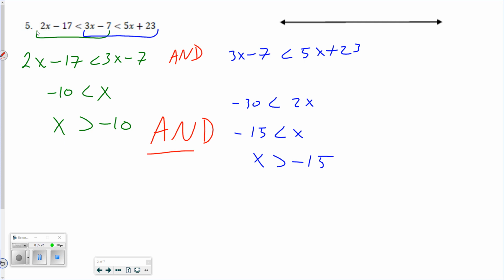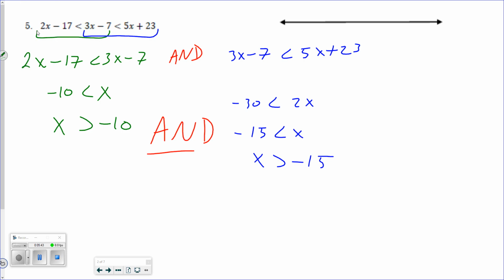If I told you I need page 2 and page 3 of the homework, I need you to do both, not just one, not just page 2, not just page 3. I need 2 and 3. It's the same thing with inequalities, same thing with math. If I say x needs to be greater than negative 10 and it needs to be bigger than negative 15, I need both to work, not just one.